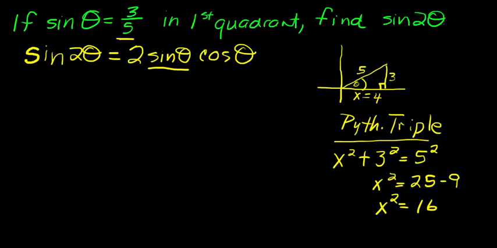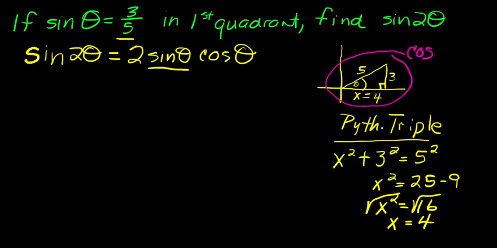When we have x squared is 16, and we take the square root of both sides, we know that x is 4. So if necessary, we could find our remaining side in that way. Now, if I want to find the cosine of my triangle right here, cosine of theta is the adjacent side to the angle, which is 4, over the hypotenuse, which is 5. So now I can substitute that in over here for cosine of theta.